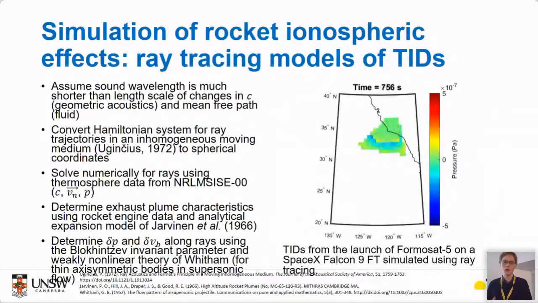Moving on to the wave effects, I simulated these using a ray tracing model, assuming that the sound wavelength, the length of these acoustic waves, is much shorter than the scale of changes in the sound speed, as well as the mean free path. I've derived a system of equations in spherical coordinates to describe these rays and solved them numerically using a background atmosphere from NRLMSIS, and determined changes in velocity and pressure along these rays. This approach is reasonably successful at determining those changes. However, it faces challenges in terms of subsequently determining how those affect the ionosphere.